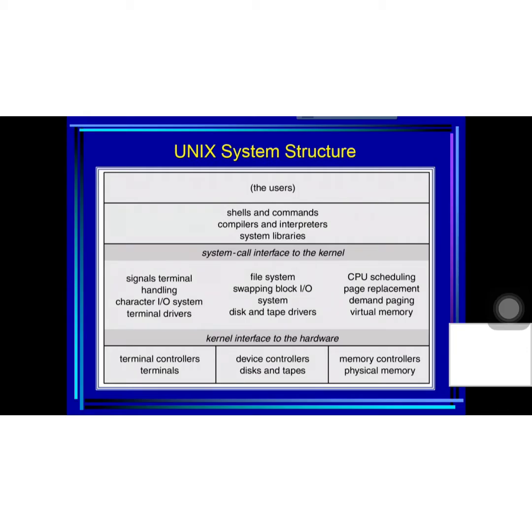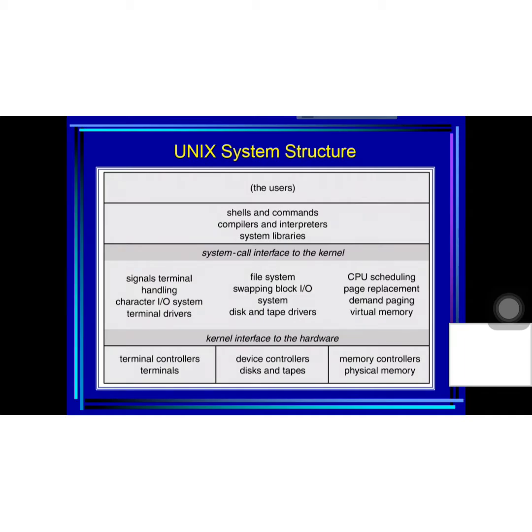We can view the traditional Unix operating system as being layered to some extent, as shown in this figure. Everything below the system call interface and above the physical hardware is kernel. So you can see it has a large kernel. Okay? The kernel provides the file system, CPU scheduling, memory management, and other operating system functions through system calls.